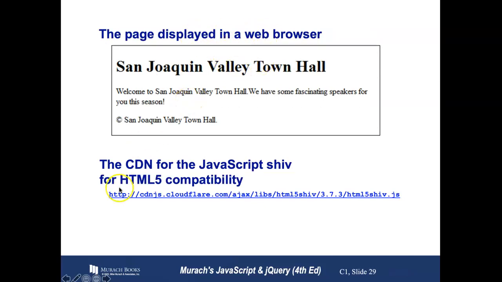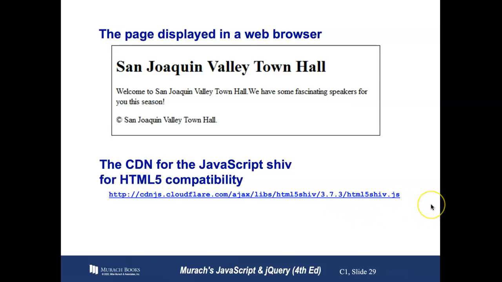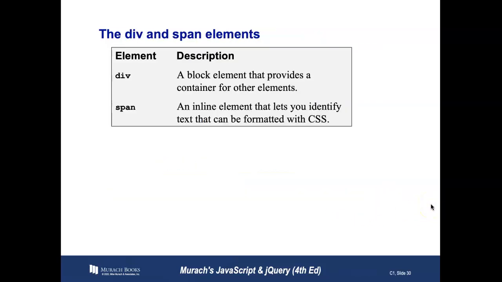Now, this right here is a CDN or content delivery network for something called a JavaScript shiv for HTML5 compatibility. So what does this do? It makes sure that if your browser doesn't have HTML5, the JavaScript will define those new HTML5 elements for the page. So let's say the browser doesn't have something, then you would have this shiv in there. These are all pretty valuable things. So as you read the text, you'll see that this is covered in there as well.